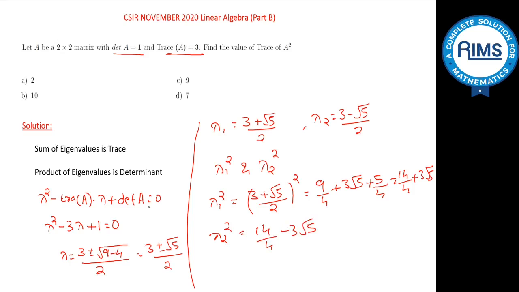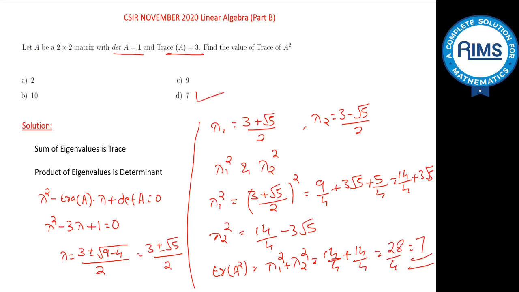Then what is trace of A square? Trace of A square will be the sum of the eigenvalues of A square, that is lambda 1 square plus lambda 2 square. By adding these two we will get 14 by 4 plus 14 divided by 4, which will become 28 divided by 4, that is 7. That is, option D is true.